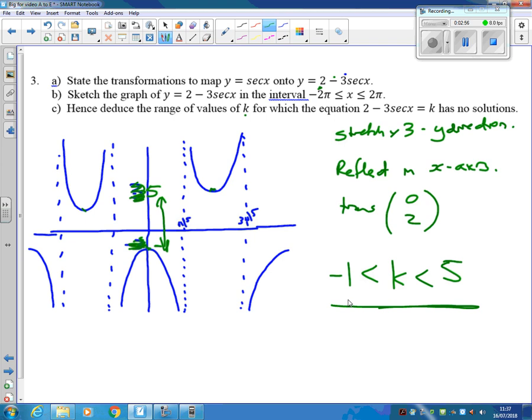And maybe your sketch will look more accurate than mine, but hopefully that's shown you how to do it.